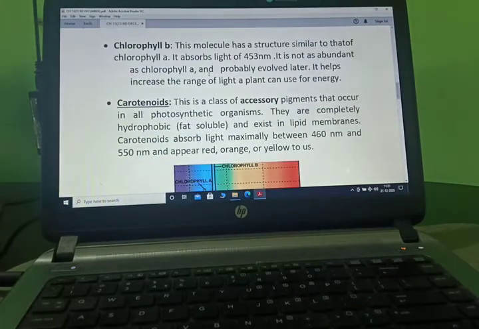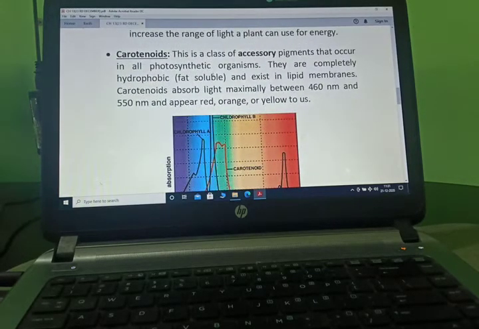Now chlorophyll B, this molecule has a structure similar to that of chlorophyll A. It absorbs light of 453 nanometer, and it is not as abundant as chlorophyll A and probably evolved later. It helps increase the range of light a plant can use for energy.